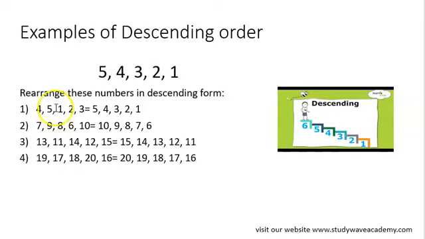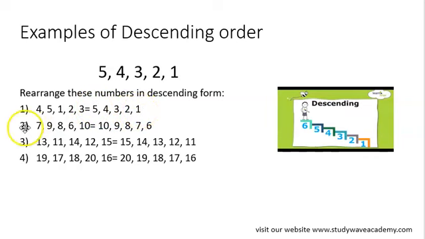So we have to arrange the numbers from the biggest to the smallest. We have 5. Before 5 is what number? 4. Before 4 is 3. Before 3 is 2. And before 2 is 1. So we have 5, 4, 3, 2, 1. Descending order is arranging numbers from the biggest to the smallest. The biggest number here is 5 and the smallest is 1.